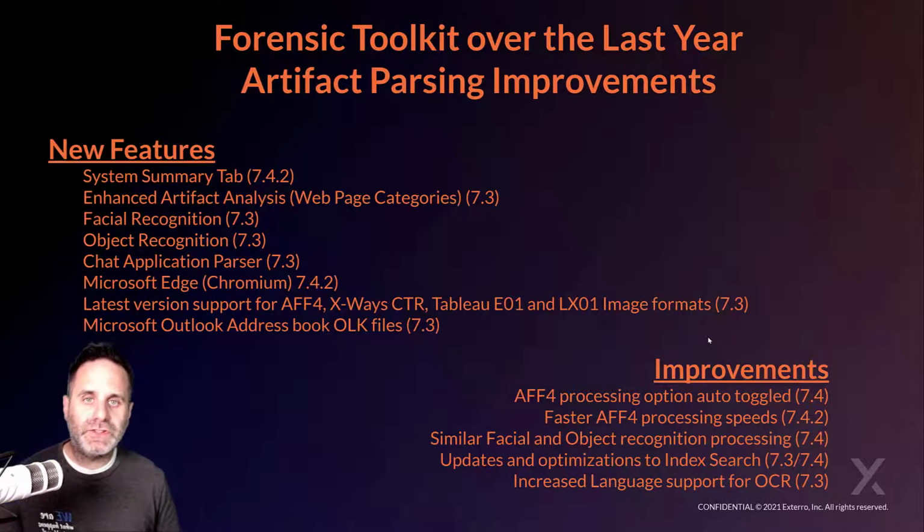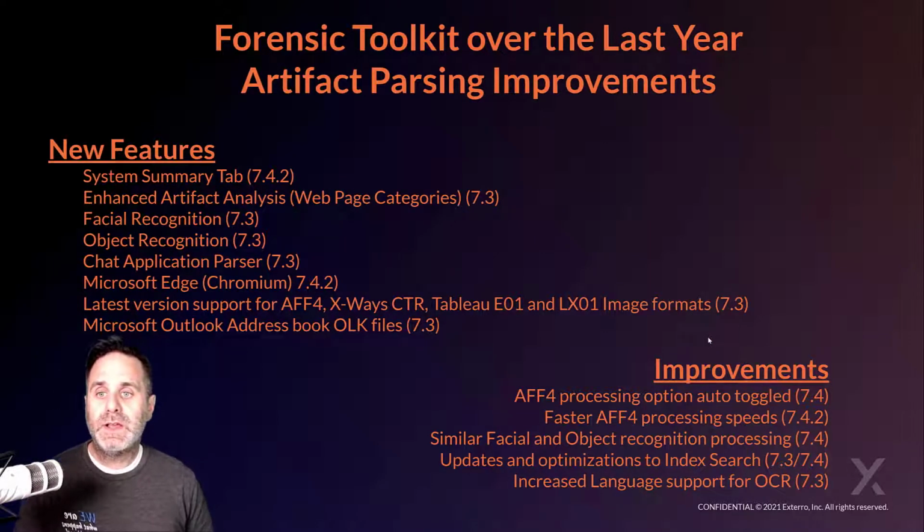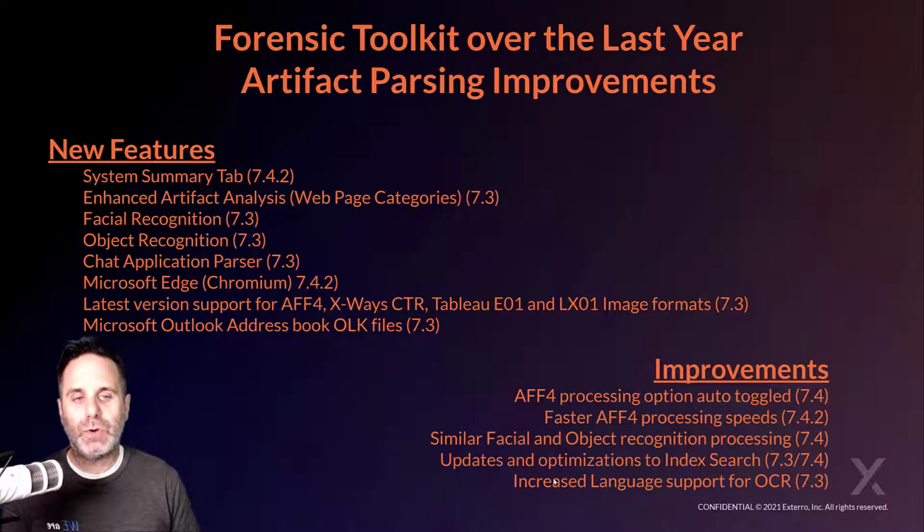All right, some new features and artifacts that we've added to the parsing. The new system summary tab in 7.4 is huge, parsing a massive amount of registry information, but continue to look at this tab for future improvements. We've got a lot of big plans for it. The enhanced artifact analysis web page categories, I did a video on that one as well. Facial recognition, we did a video on that one. Object recognition, chat application parser, Microsoft Edge Chromium was added by giving it its own category. We also added the latest version support for AFF4, X-Ways CTR, Tableau E01, and LX01 image formats, so that's good.